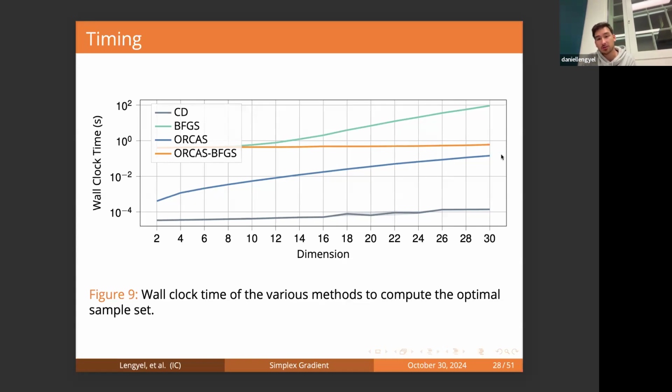Orcas grows reasonably fast, or slowly, I don't know. And then the combined method, Orcas BFGS, is obviously slower than Orcas by itself, but as BFGS goes into higher dimensions, we get significantly worse runtimes. So it's quite nice. In high dimensions, I can't even get it to work at some point anymore. It explodes very quickly. So this dimensionality reduction method really helps us a lot.